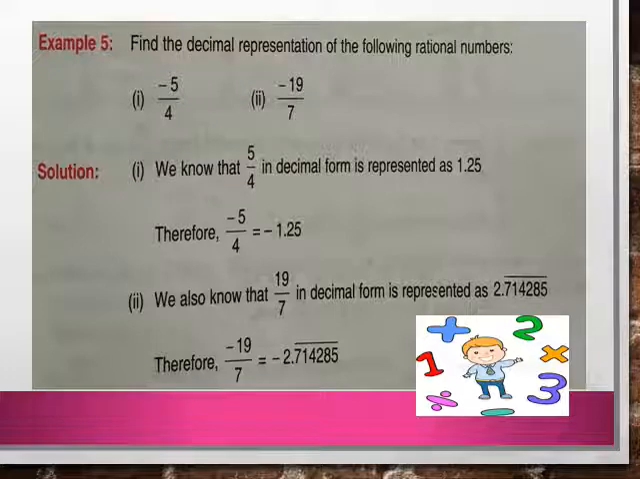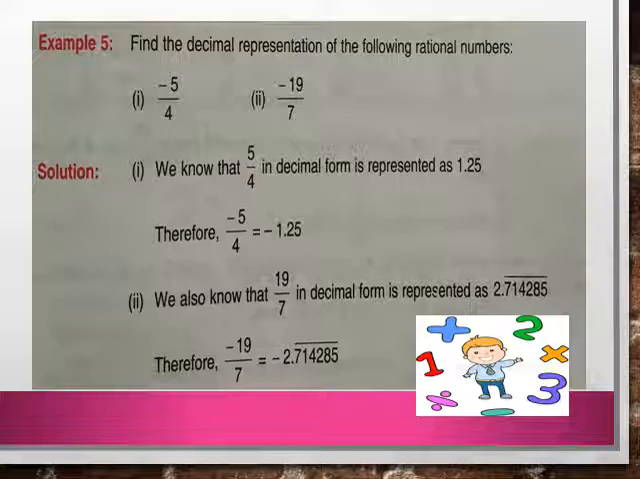See here, find the decimal representation of the following rational numbers. Minus 5 by 4. We know that 5 by 4 in decimal representation form is 1.25. If you divide it, you will get 1.25 with remainder 0. So if the sign is minus, we have to write the negative sign with the decimal representation. It's so easy.